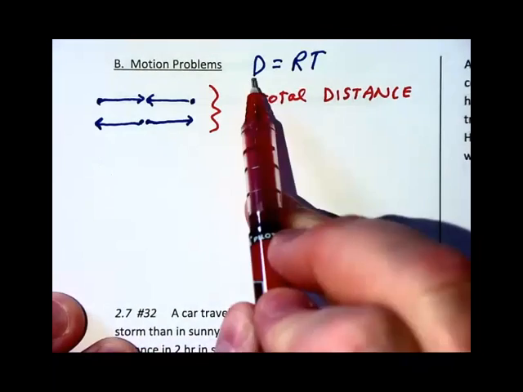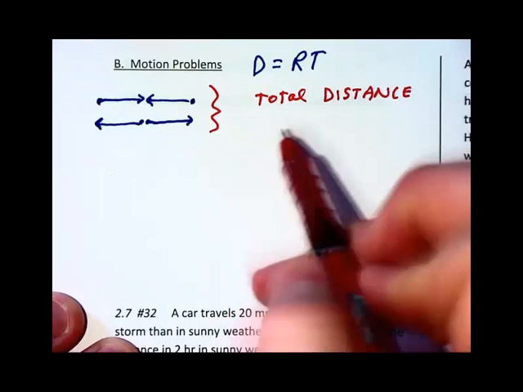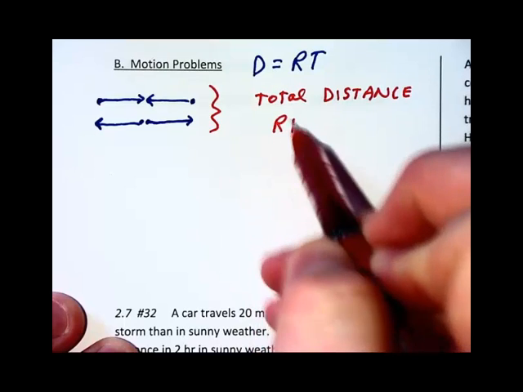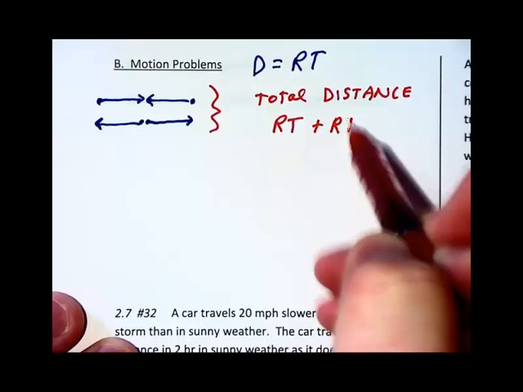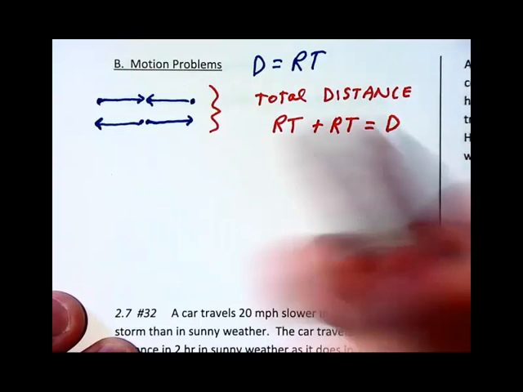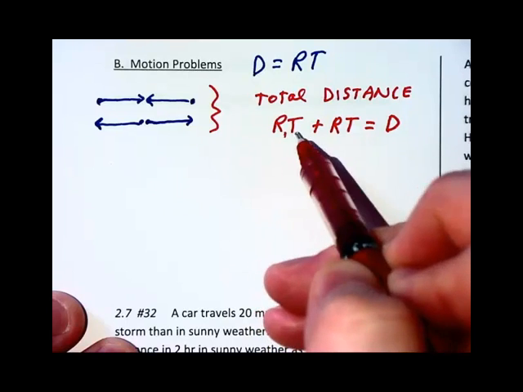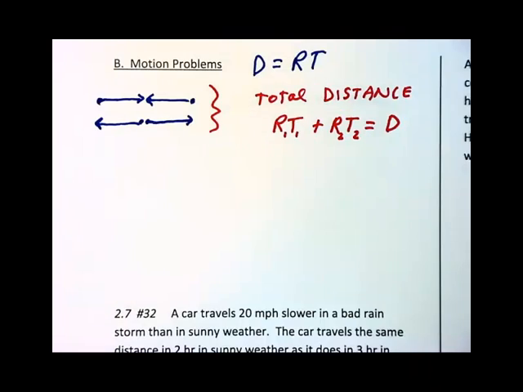Now, if distance is equal to rate times time, and you're dealing with a total distance, you'll have rate times time for one car or plane or train, plus rate times time for the other, adds up to this total distance d. Now technically we need an r1, t1, r2, t2 because the rates and the times might be different, but most people just like to go with the rt plus rt equals d.